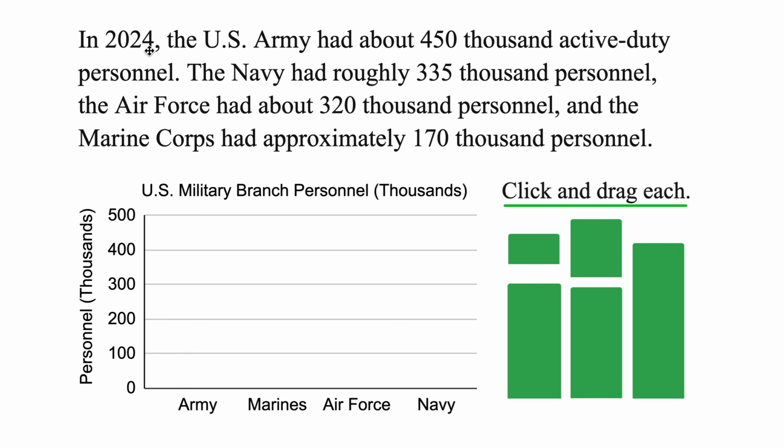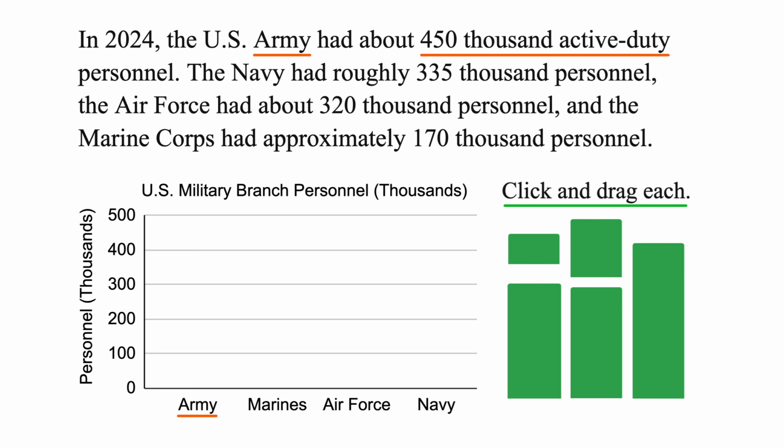Let's read it. In 2024, the U.S. Army had about 450,000 active duty personnel. All right, we've got the Army, we've got how many people are in it, and the first category is the Army. Now, we want to find 450,000, but the graph is already in thousands, so we just need to find 450. Well, that's going to be in between 4 and 500, so somewhere about here. And that's going to be pretty tall, so let's go ahead and use the biggest bar over here.